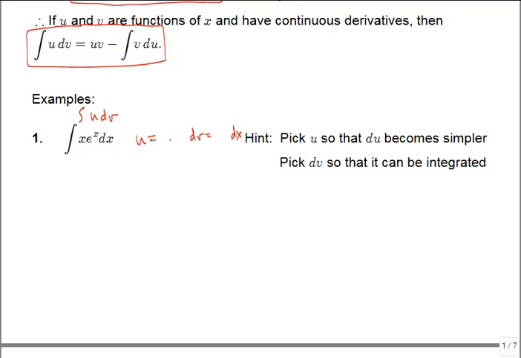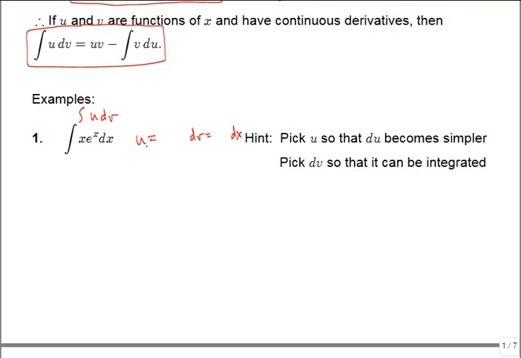Should I let my u be e to the x, or should I let it be the x times e to the x, or what? What are my choices here, and what would be the best choice to make? So here are some hints. Typically, we try to pick our u to be the part of this original function that is going to become simpler after we take its derivative, because that's what we're going to do eventually here.